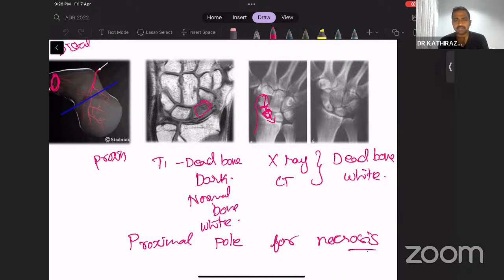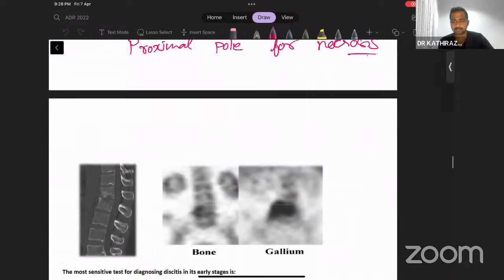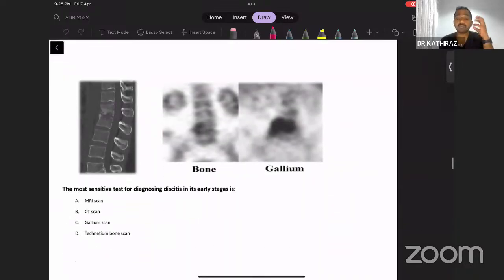Do you all agree? So whenever you are seeing one image, you can learn several points from one single image. Do you all agree? Shall we go to the next slide? And this is how your AIIMS and JIPMER want you to think.